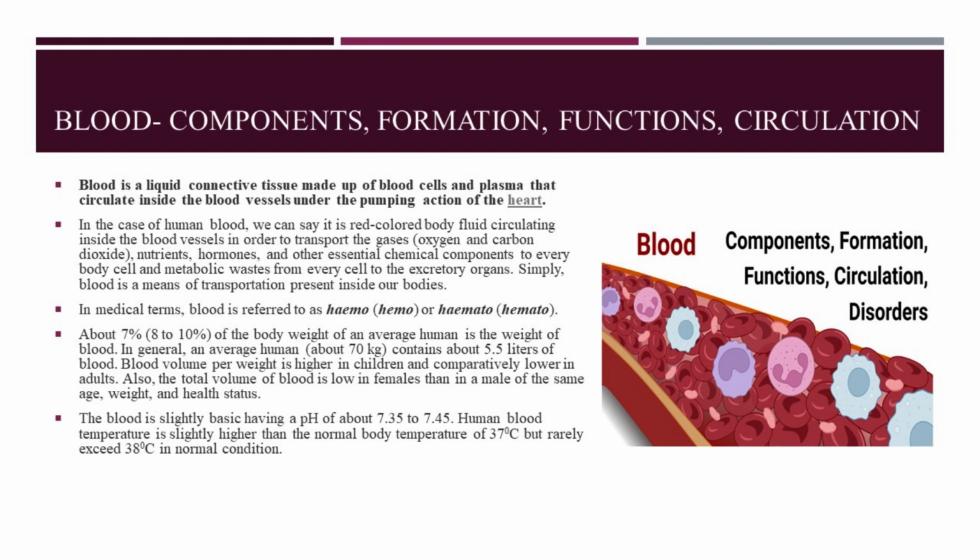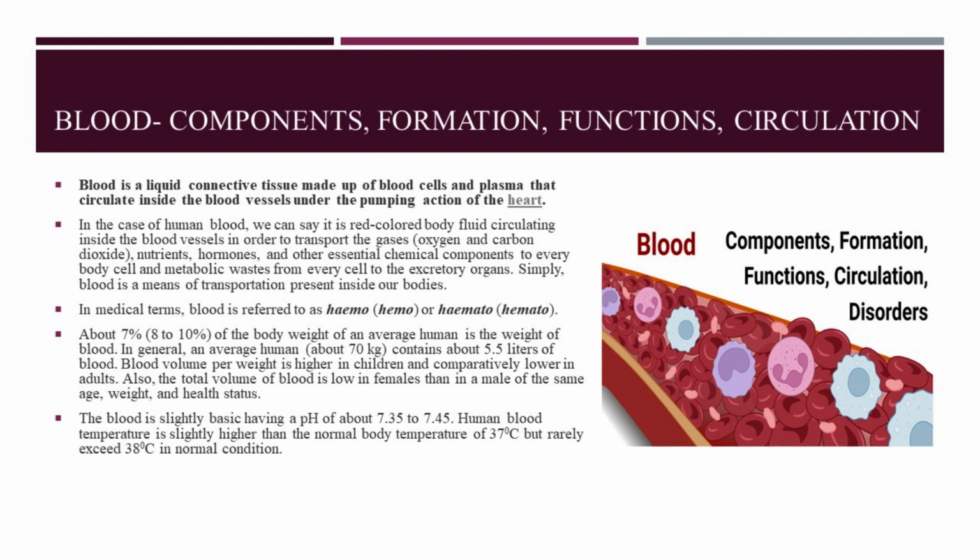In medical terms, blood is referred to as hemo or hemato. About 7 to 8%, or 8 to 10%, of the body weight of an average human is the weight of blood. In general, an average human of about 70 kilograms contains about 5.5 liters of blood. Blood volume per weight is higher in children and comparatively lower in adults.